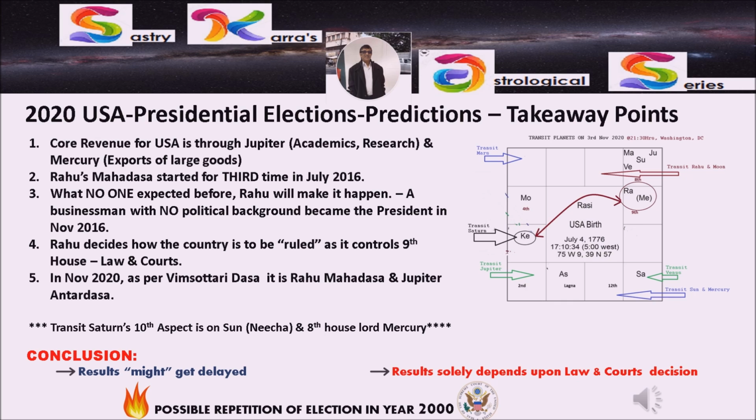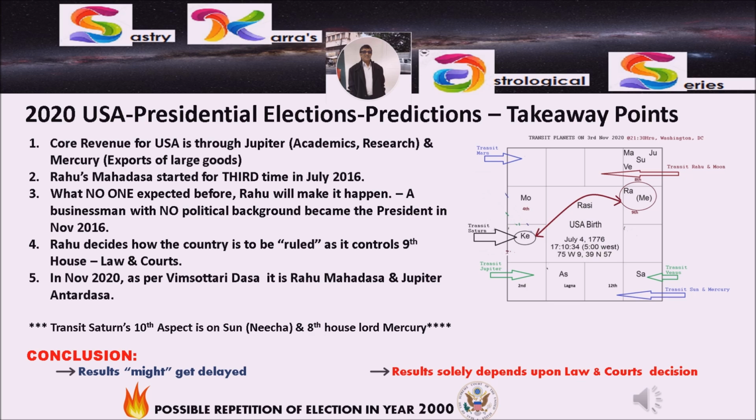So we have to see where natal Jupiter is. Natal Jupiter is in the 8th house from Rashi Lagna and the 5th house from Chandra Lagna. But since it is the natal Jupiter, we have to look from the Rashi Lagna, which tells you the destiny. Then we have to go back and see where transit Jupiter is at the time of elections. The elections are in November 2020. Transit Jupiter will be in the 11th house at the time of elections.